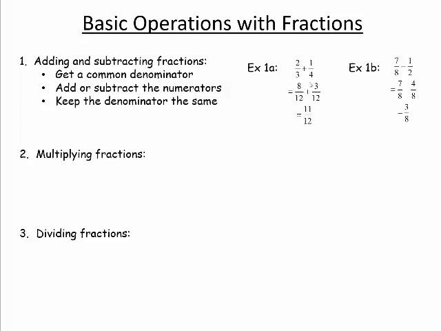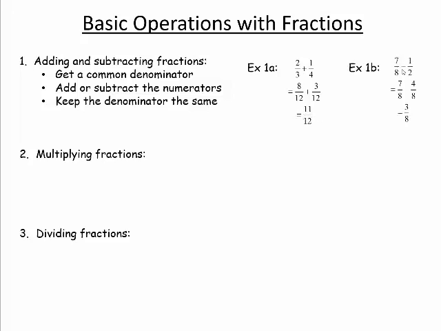So 2 times 4 gets me 8. You do the same thing on the other side. To turn this denominator of 4 into a 12, I need to multiply it by 3. So I do the same thing for the top: I multiply 1 by 3, and I get 3. Now they have a common denominator at the bottom. The next thing you do is add or subtract the numerators, the top. So 8 plus 3 gets me 11, and then you keep the denominator the same, which is 12. So 2/3 plus 1/4 is equal to 11/12.